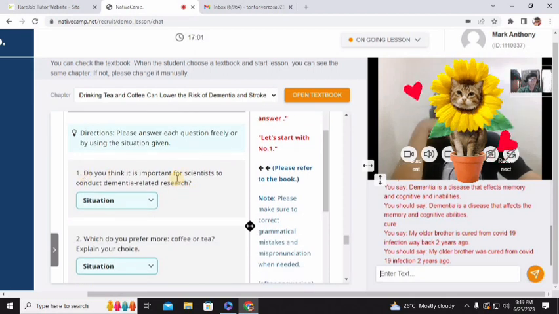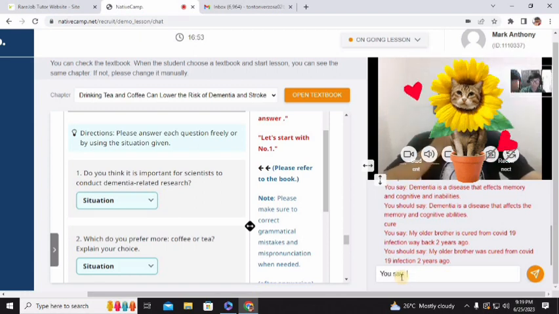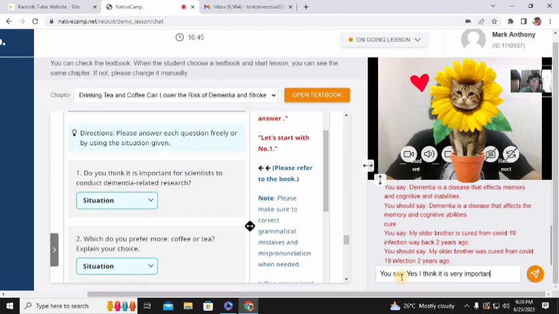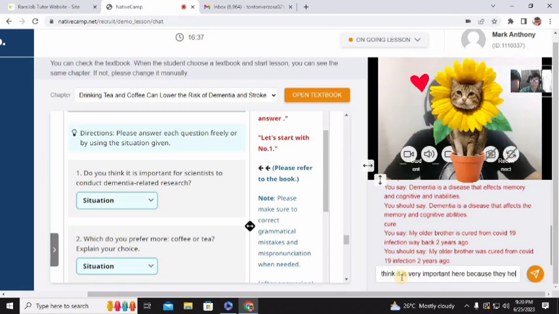Do you think it is important for scientists to conduct dementia-related research? Yes, I think it's very important because they help people to live longer life.